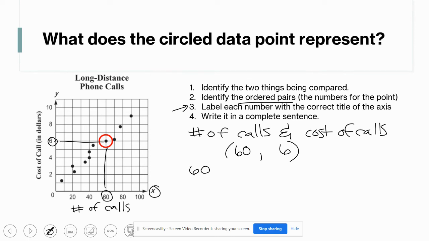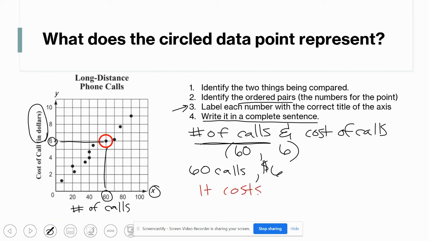Now, number 3, I'm going to label each number with the correct title of the axis. So 60 calls. Where did I get that? I got that from this. I'm not putting number of calls. And then 6, cost of calls. What's my cost of calls in? What's my label? $6. And now I need to write it in a complete sentence. So let me write my sentence. It costs $6 to make 60, and I'm going to add something that I don't expect you to, long distance calls.